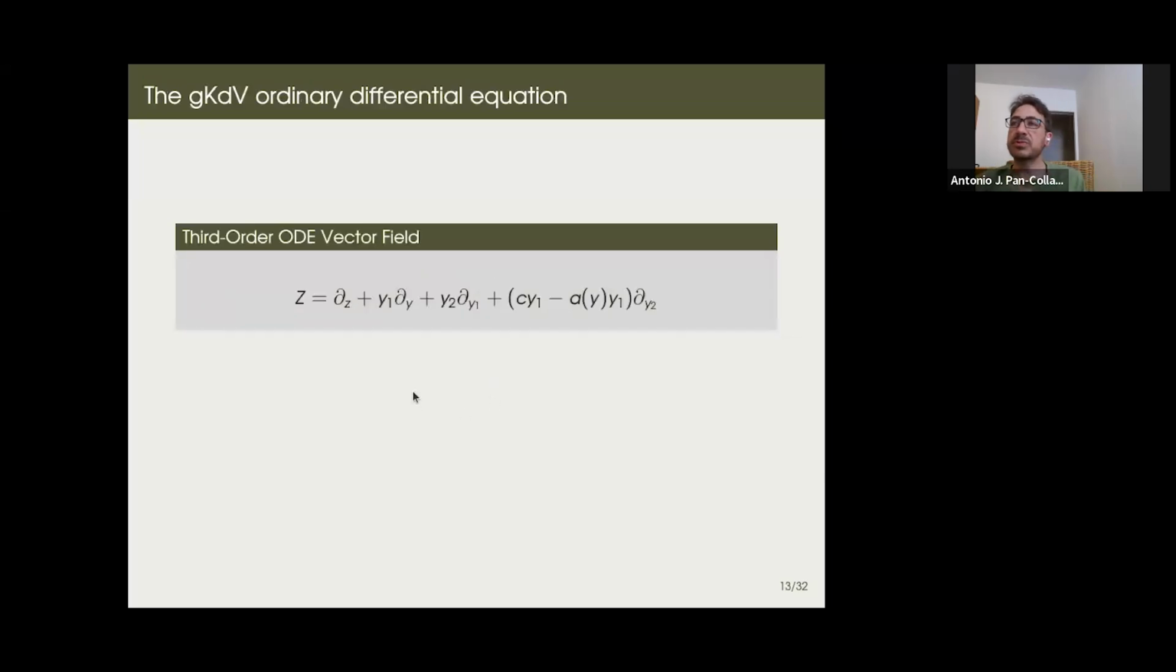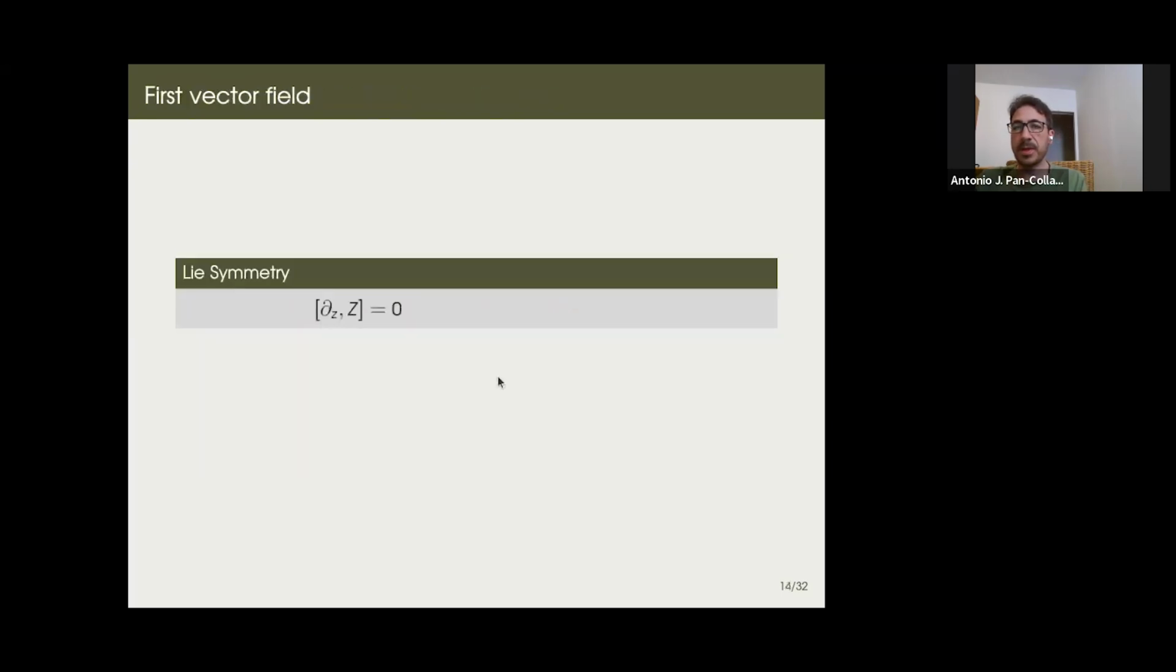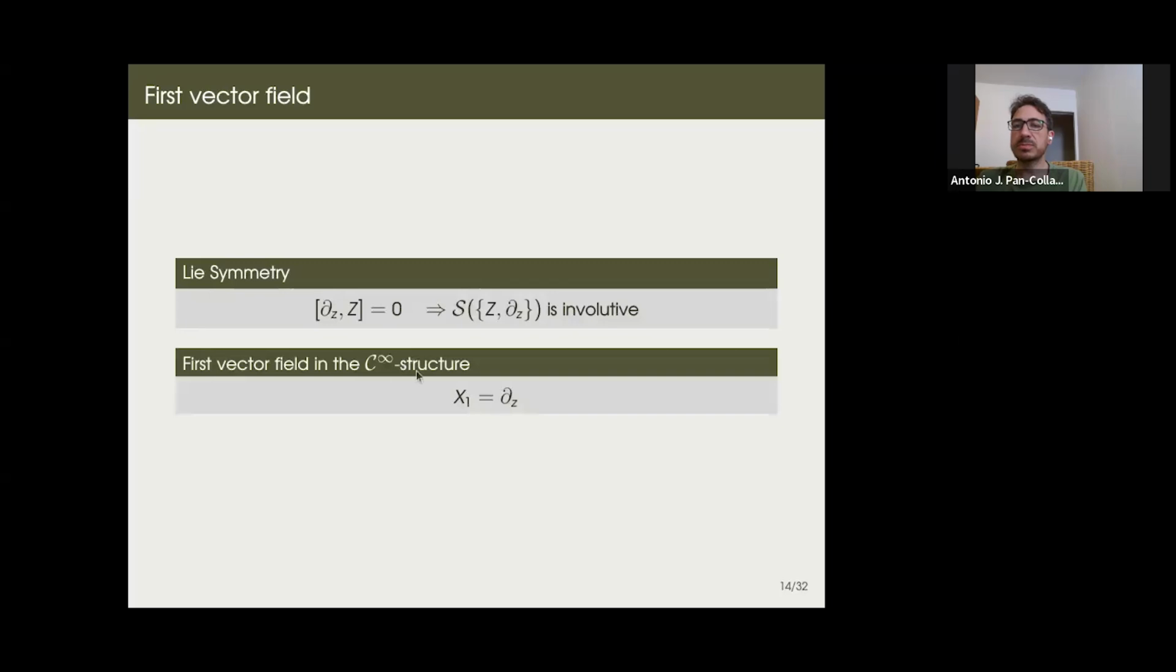So, coming back to our problem, to the traveling wave solutions of the gKdV equation. We have this vector field set, and our next goal is to find a symplectic structure for this vector field. Fortunately, the vector field partial z is trivially a Lie point symmetry, so this distribution is involutive, given this Lie bracket condition, and so we choose partial z as the first vector field for our symplectic structure.